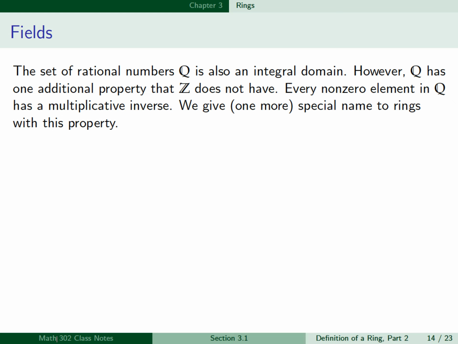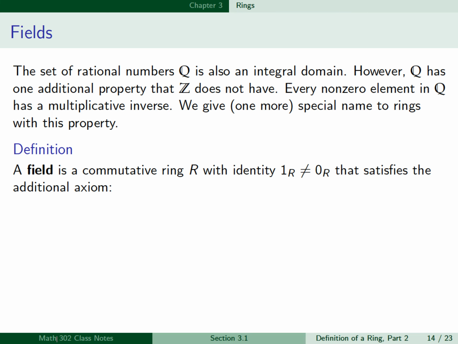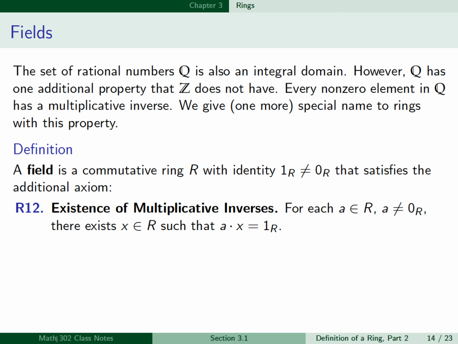And we give one more special name to rings with this property. A field is a commutative ring R with identity, multiplicative identity 1_R not equal to 0_R, that satisfies the additional axiom, which we'll call R12, the existence of multiplicative inverses. So for each a in R, a not equal to 0_R, so a is a non-zero element, there exists an element x in R such that a times x is equal to 1_R. So x will be a multiplicative inverse for the element a.